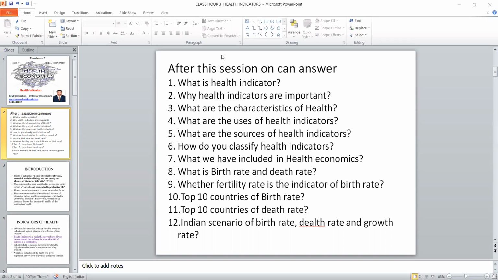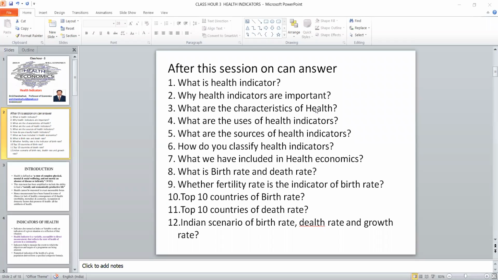What do you mean by health indicator? You can easily answer. This is called health indicator. Then why are the health indicators important? We are reasoning out why we need this. Then what are the features of health? Based on that only, we can analyze the health indicators, and what are the uses of health indicators, how it is applied in economics, and what are the sources available for health indicators, mainly the secondary sources.